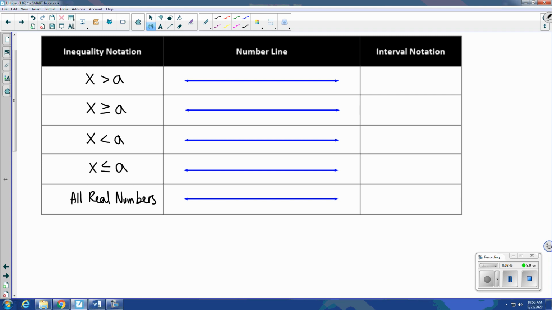Now again, what side the inequality opens up to, you read it as that side is the greater one, so X opens up to the X side, so that would indicate X is greater than A. So just make sure you understand that.